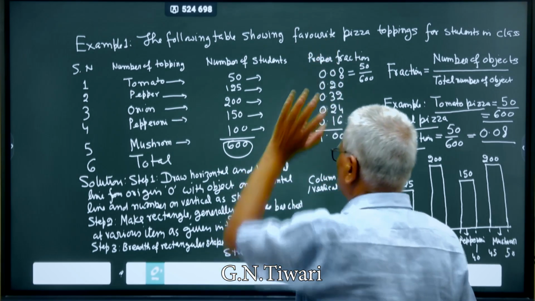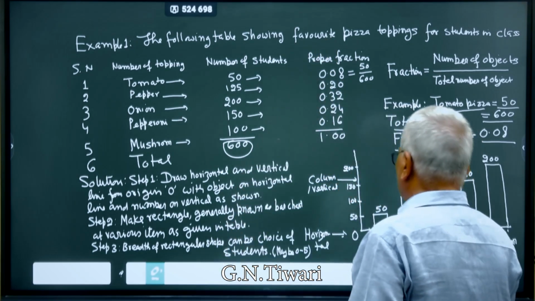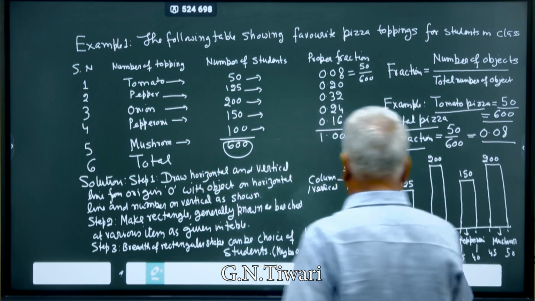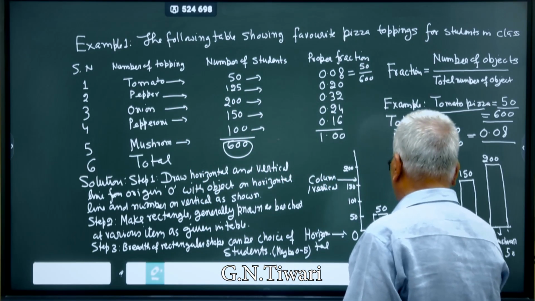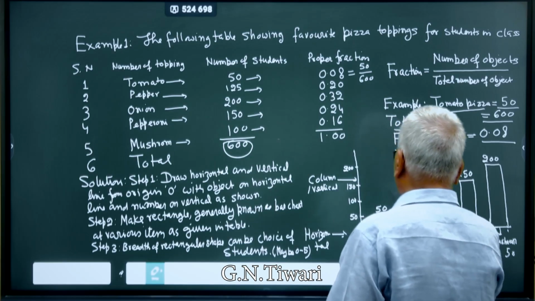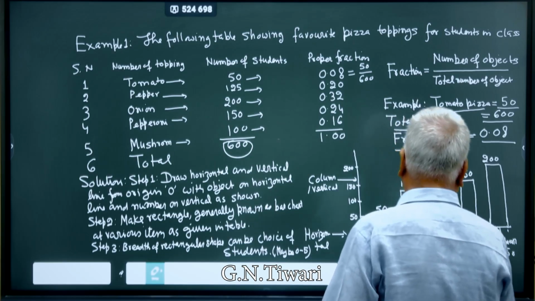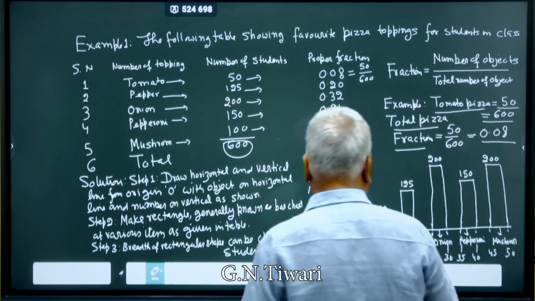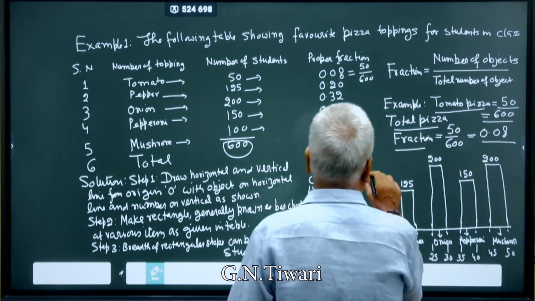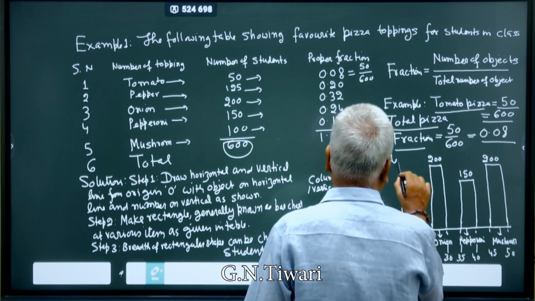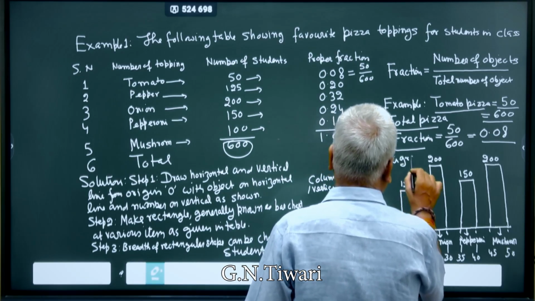Draw like this. Now, suppose you are considering tomato. Tomato is 50. So 50 figure will come here. Draw a vertical rectangle. Pepper 125 rectangle. This is known as the bar diagram. So you can say this is the bar diagram, bar chart.